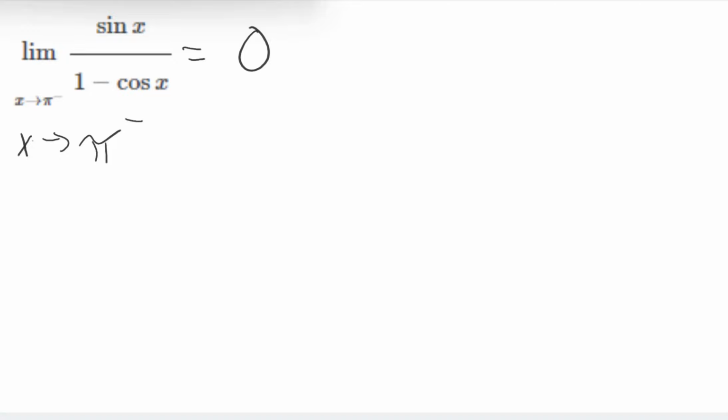Get your answer yet? What was the first rule I said to do? Right. What's sine of pi? 0. What's cosine of pi? -1, actually. That's the thing that makes it different. What's 1 minus -1? It's 2. It goes up to 0 over 2. You're done.